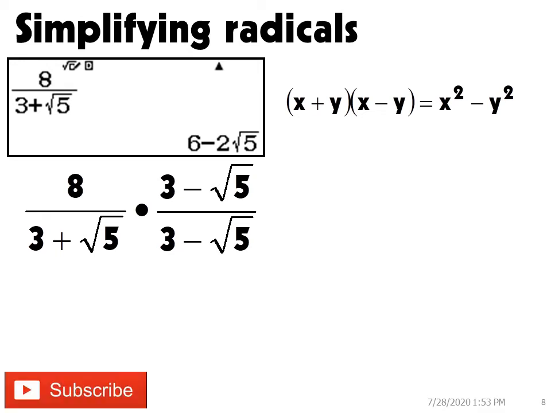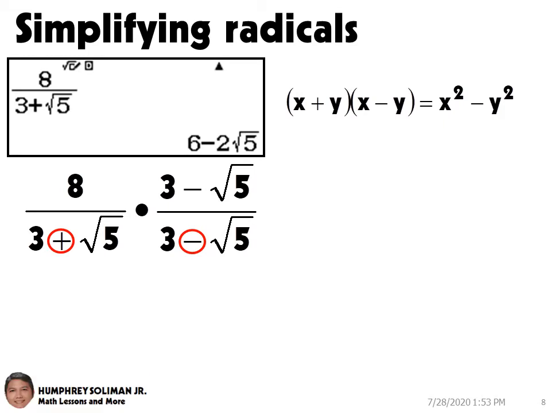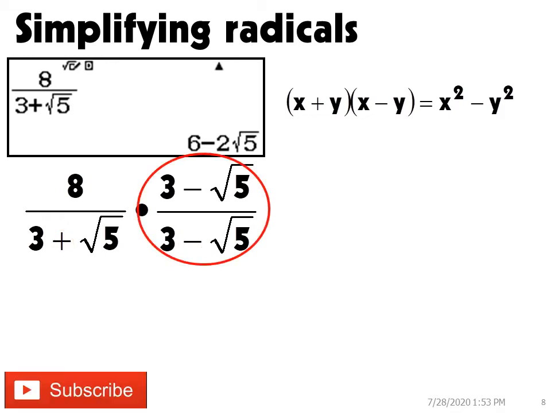Look here carefully, the conjugate of the denominator uses the same first term but the opposite sign of the second term. So if the denominator is 3 plus the square root of 5, the conjugate is 3 minus the square root of 5. And the numerator and denominator must be the same so that it would just be a value of 1. And multiplying by 1 does not change the value of a quantity.